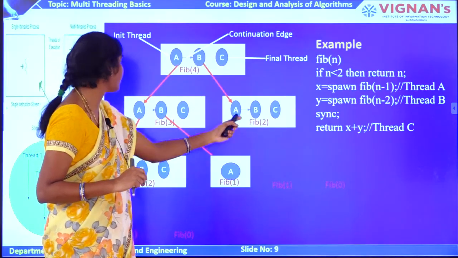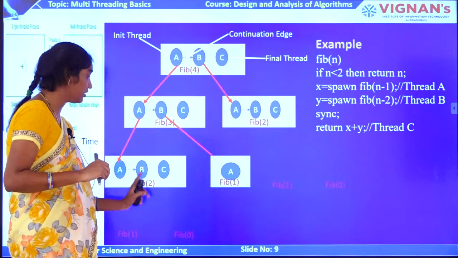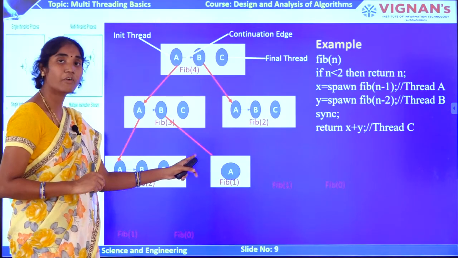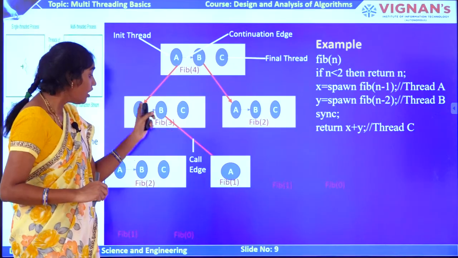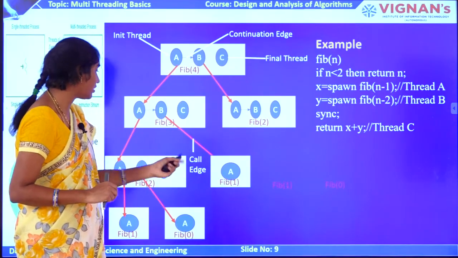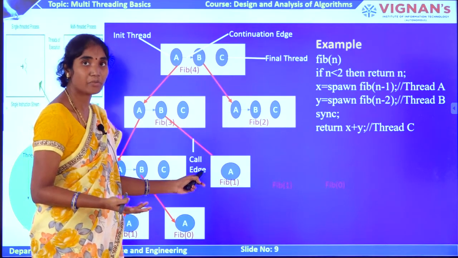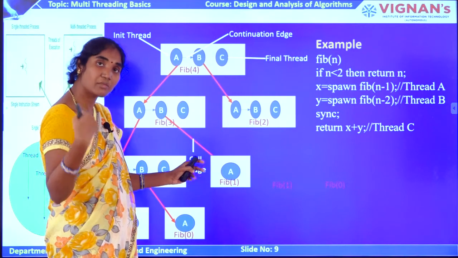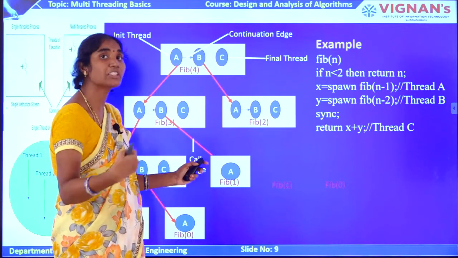Now fib of 3 and fib of 2. Again, fib of 3 can be calculated by taking the sum of fib of 2 and fib of 1. So here also I have one more spawn operation. This can also be called a call edge, spawn edge or a call edge. Why? Because we are calling the other function, nothing but the Fibonacci function, as it is a recursive one, we are calling the Fibonacci function with another value, right.